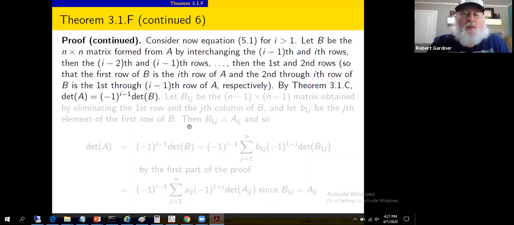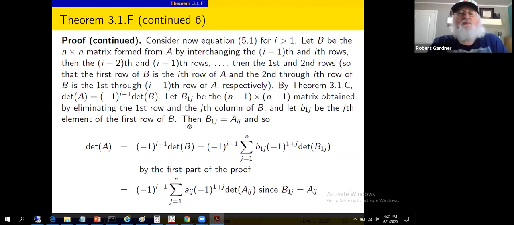All right, but we want to deal with this in terms of those formulas. We've got to work our way back to cofactors and formulas at some point. Let B sub 1j be the n minus 1 by n minus 1 matrix obtained by eliminating the first row and jth column of B. Let lowercase b sub 1j be the entries of that first row, the jth entry of the first row of B. All right. Claim is matrix B sub 1j equals matrix A sub ij.